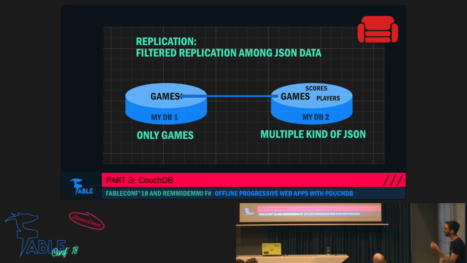You can even make filtered replication. That's very interesting. So you remember, in a database, it's basically a JSON store, and you can put whatever JSON you want. But if you wish, you can filter the JSON. So for instance, here, in my database 2, I get games, JSON objects, scores, players, whatever. And here, I will only replicate games. So I can pre-filter. It's like views, okay?